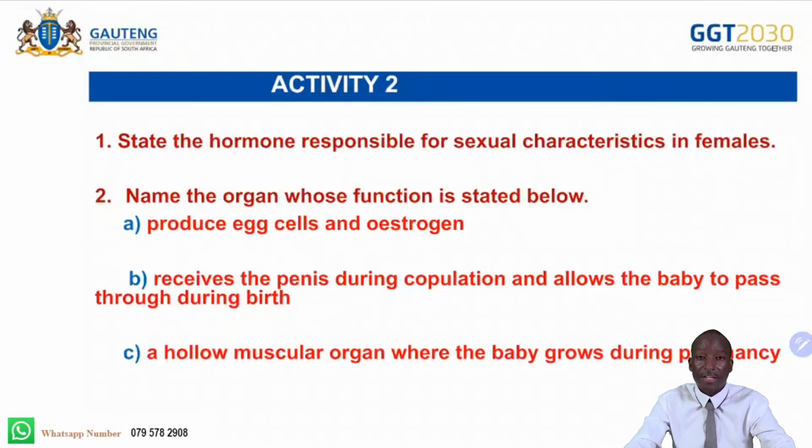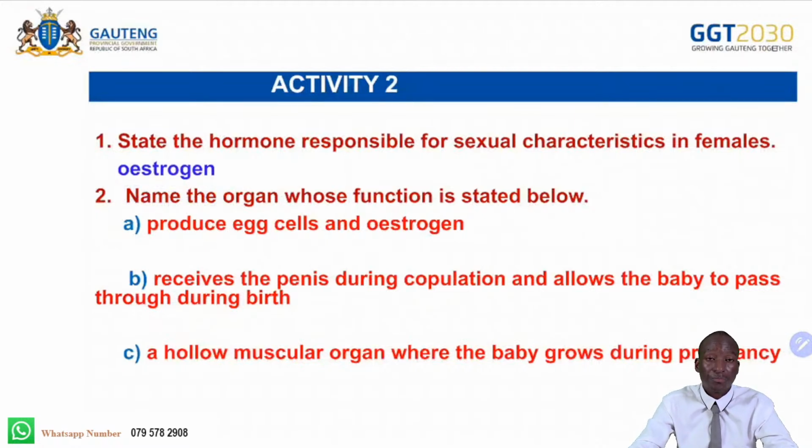Right, welcome back. Let's check out the answers we're supposed to indicate for each of those questions. Number one says state the hormone responsible for sexual characteristics in females. And this hormone is estrogen. Okay. Number two, name the organ whose function is stated below.